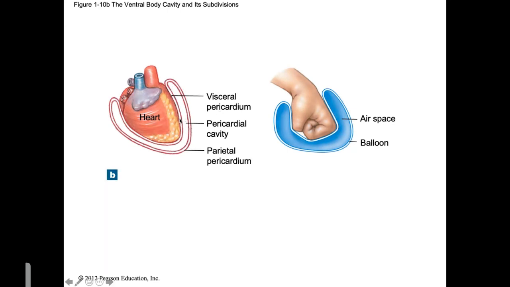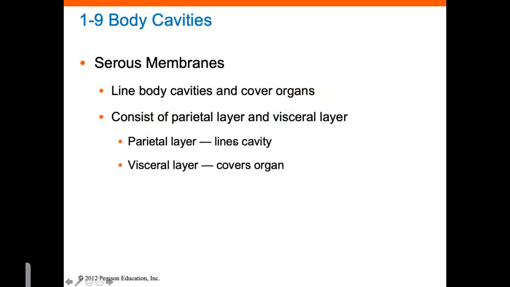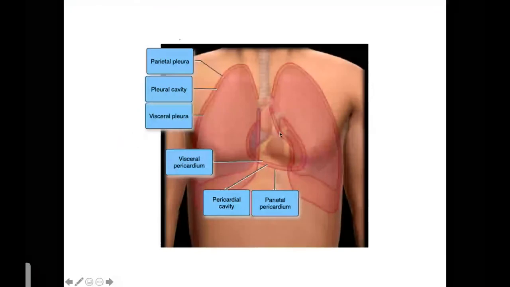Between the visceral and the parietal, if it's the heart, it's the pericardial cavity. If it's at the lungs, it's the pleural cavity. And if it's in the gut, it's the peritoneal cavity. So you have a visceral layer, in this case, visceral pericardium, a parietal pericardium, and then a pericardial cavity. So parietal is the outer layer that lines the cavity itself. The visceral covers the organ.